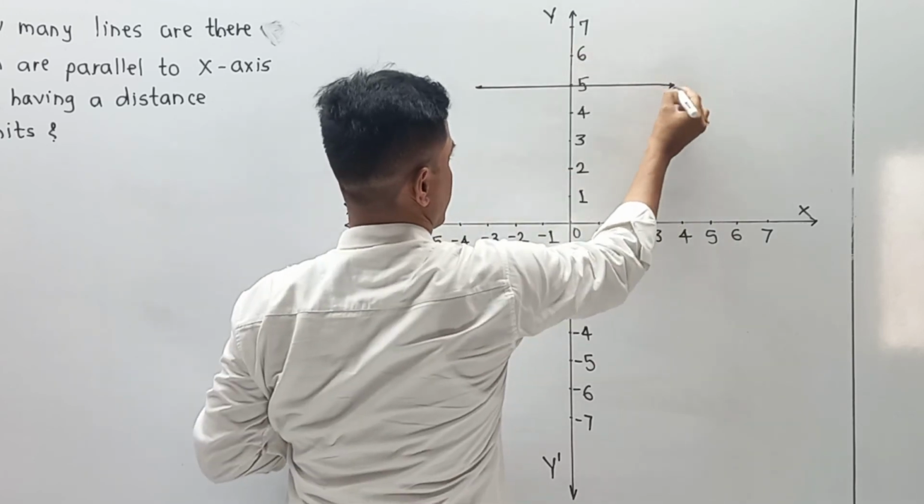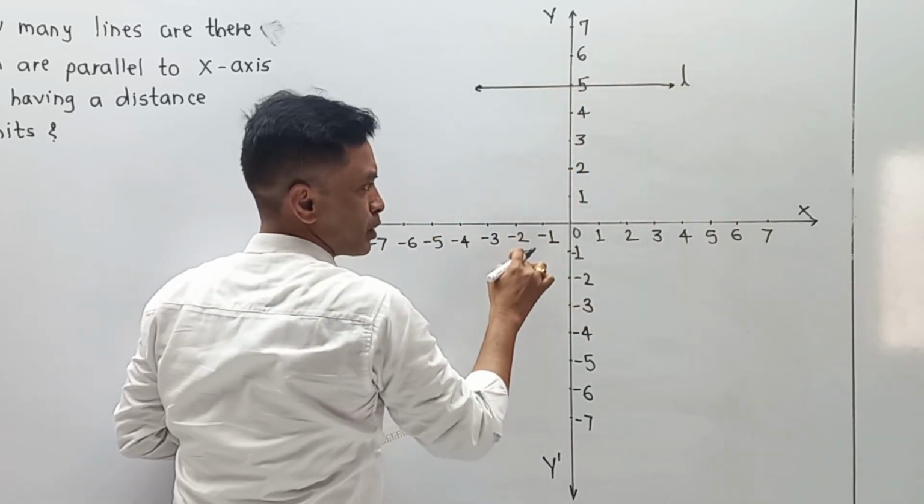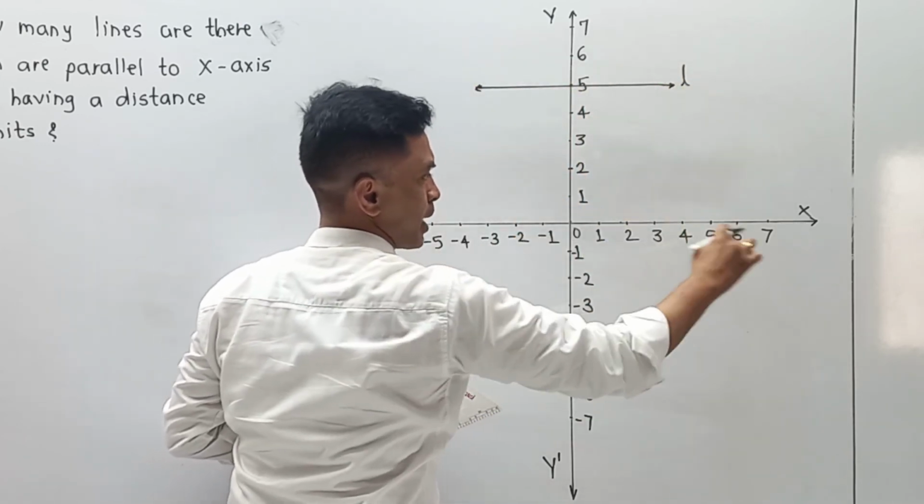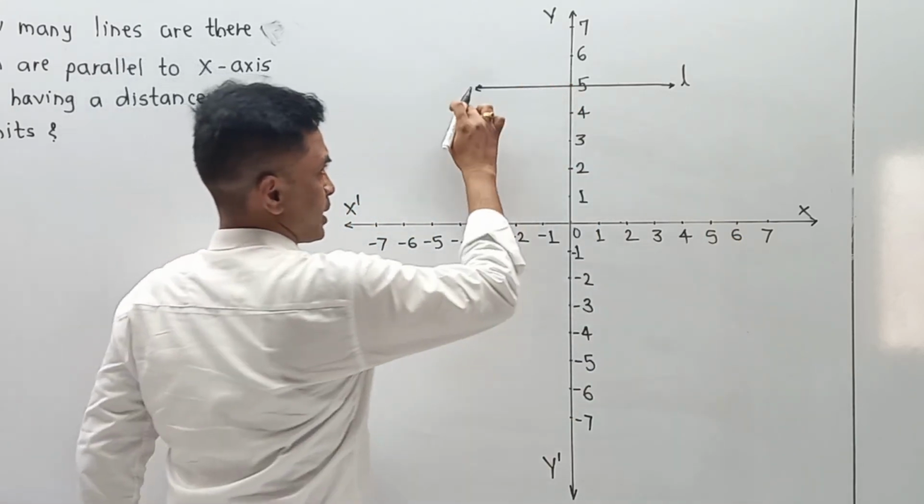Now I have drawn one line. Let us say this is a line L. This line is parallel to the x-axis and at 5 units. Now this is a line.